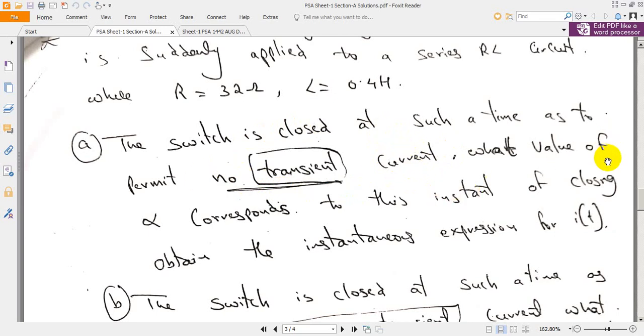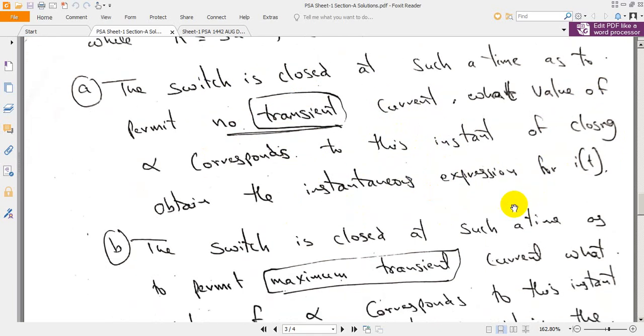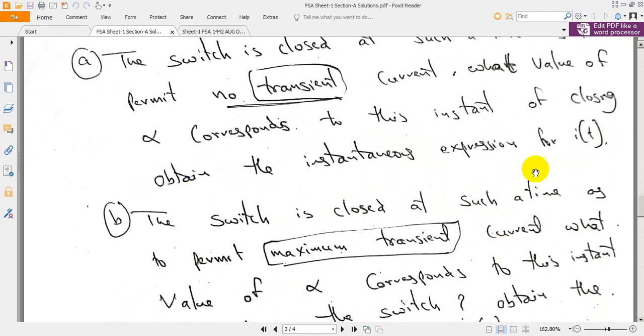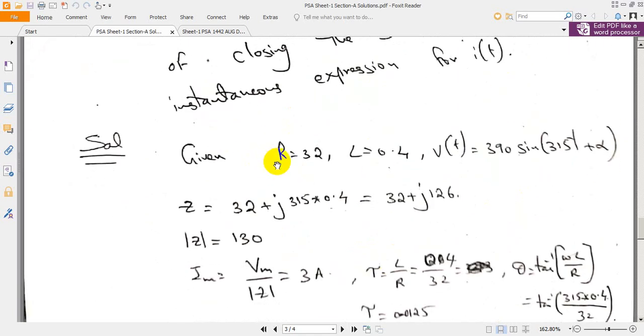We need to find what value of alpha corresponds to this instant. It means alpha should be equal to theta. Obtain the instantaneous expression for I of t. It means we need to first identify I of t, and with the help of that current response, substitute the different conditions for no transient and for the maximum transient. This is the given data: R is equal to 32, L is equal to 0.4, and V of t is equal to 390 sine omega t plus alpha. From here Z is equal to R plus j omega L.